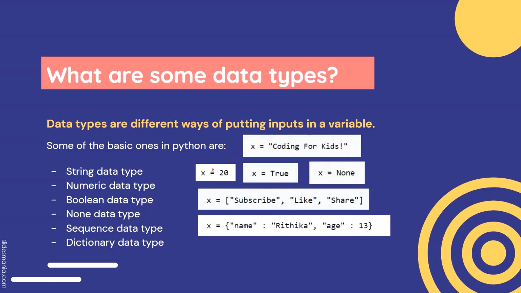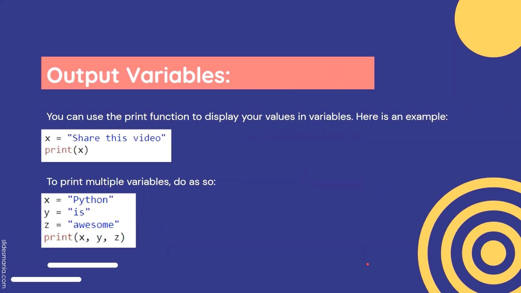Because if you wanted to make this 20 into a string data type, you would just need to put quotation marks. So really, you can make anything a string if you just put in those quotation marks. That's not true for all of these. So these are all the basic data types when putting inputs in your variable.